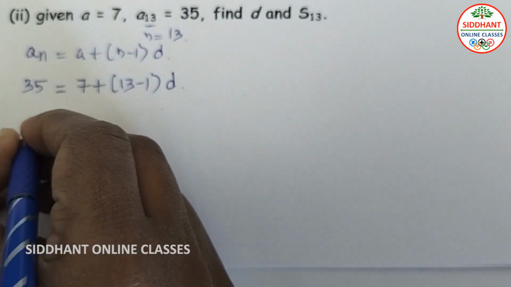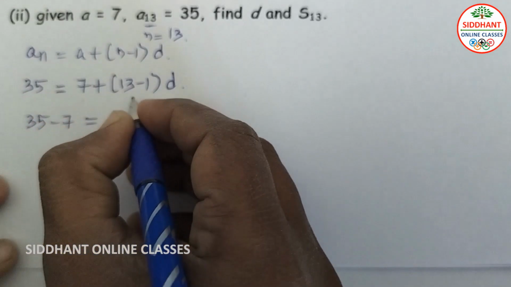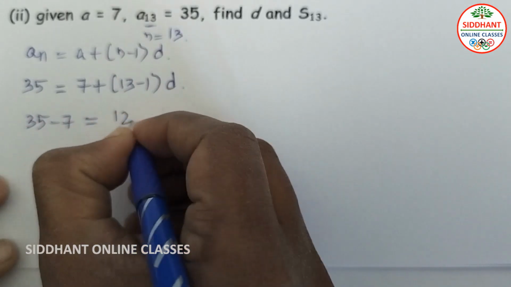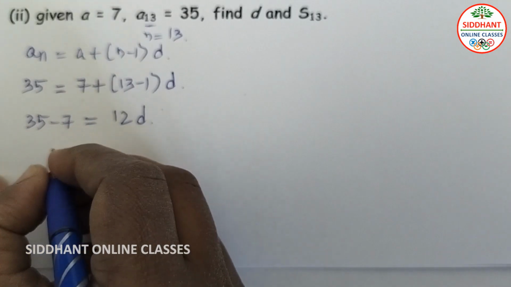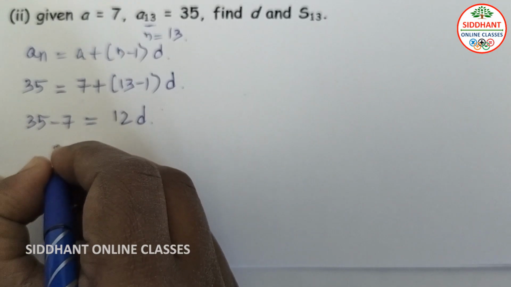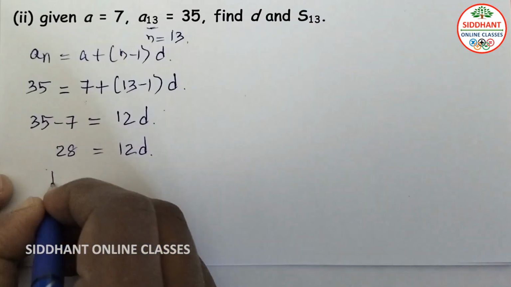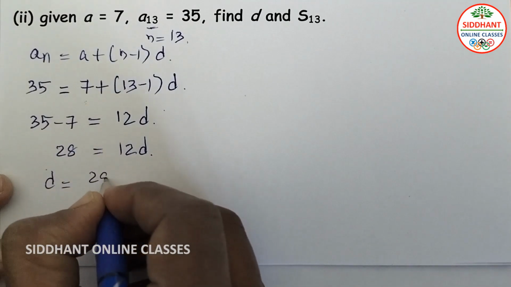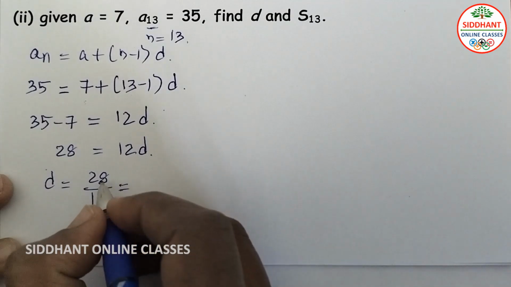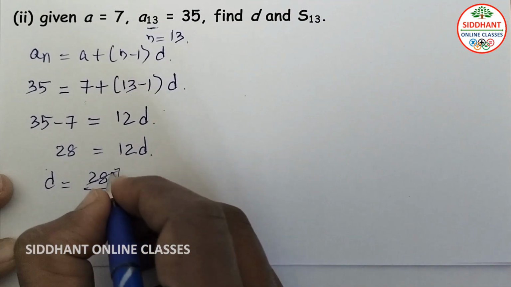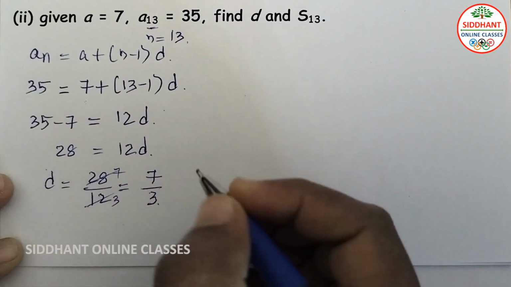So 35 minus 7 equals 13 minus 1, that is 12 d. 35 minus 7 is 28. So 28 is equal to 12 d. So d is equal to 28 by 12, that equals 7 by 3.